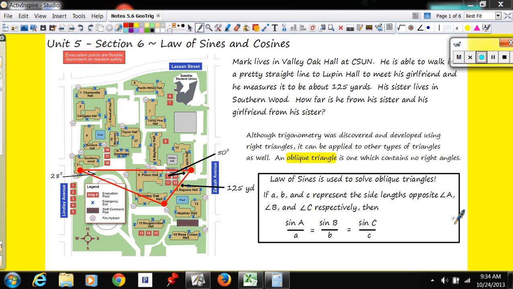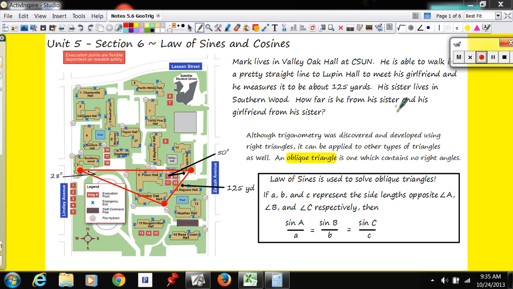So if you look over here, Valley Oak Hall is down here at this bottom piece. This is actually the map of CSUN's housing buildings. So he would live down in this building right here. He's able to walk in a pretty straight line to Lupin Hall to visit his girlfriend right here in the Lupin Hall building. And he measures it to be about 125 yards to that building. His sister lives in Southernwood, which is way over here on the other side of the housing buildings.